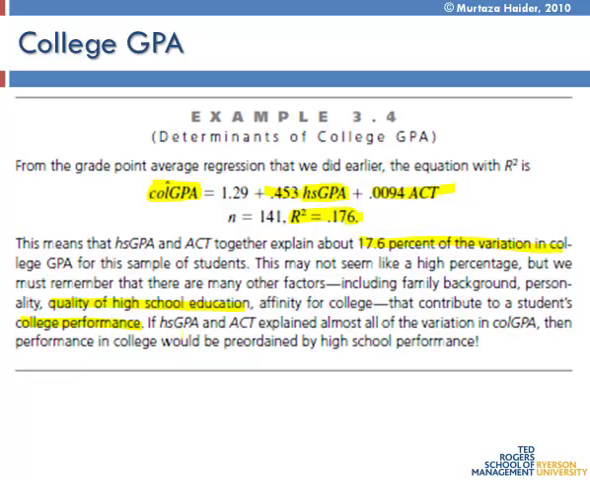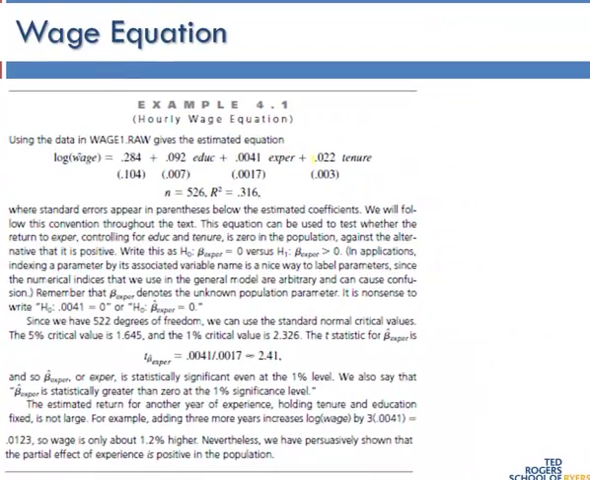And I would highlight the last sentence. If the high school performance and performance in the entry exam, which is ACT, explained all the variation in college GPA, then it would have meant that performance in college would be preordained by high school performance. So this low R square is actually telling you that only 17% of the college performance could be explained by a student's before college preparation. The rest of it, that is more than 83% of it, is explained by what they do at college.